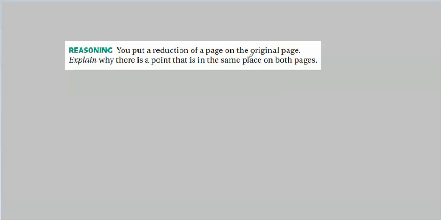And most pages are rectangular, so we're generally talking about rectangles here. And when you enlarge or reduce a rectangular page, you're applying a dilation about the center of the page. And that point, of course, will not change. It won't move. Well, that's about it.